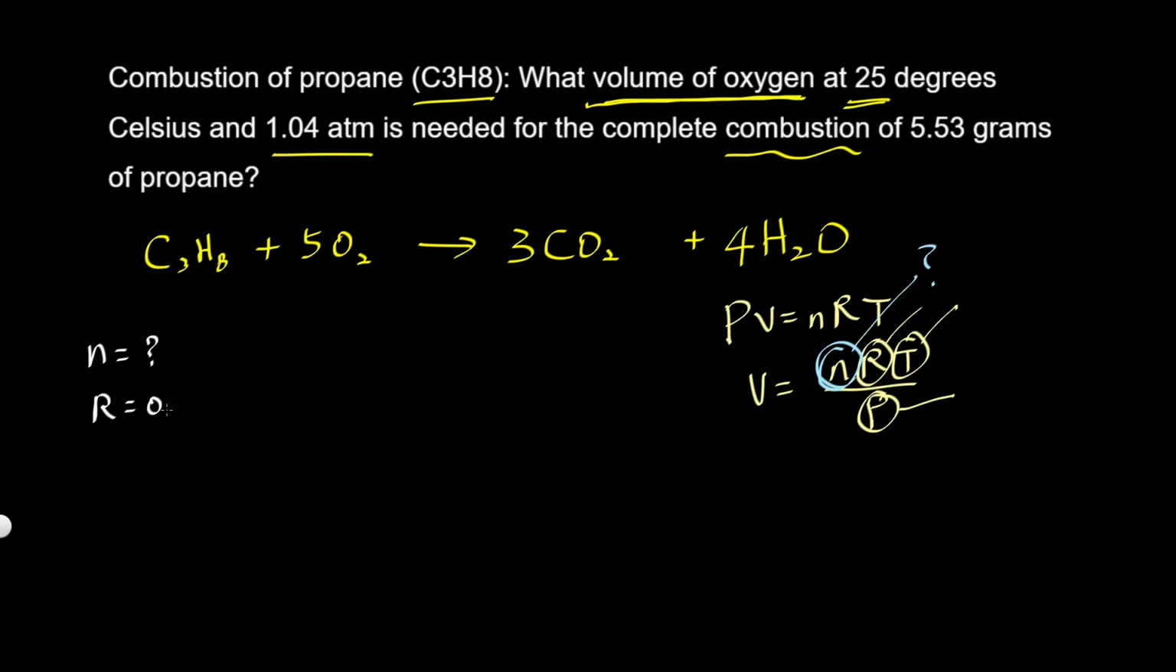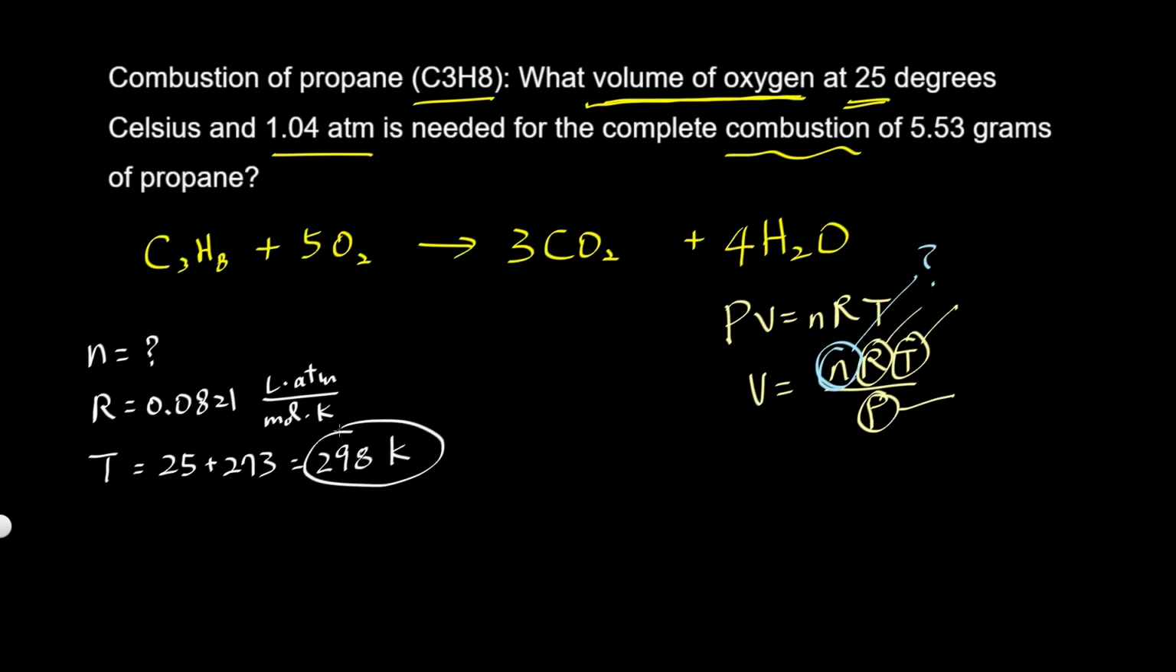R is the gas constant, 0.0821 liters atm over mole K. Temperature is given. It's at 25 degrees Celsius, but we need kelvins, so we need to add 273. That's going to be 298 kelvins. I'm not using decimals. P is in atm, so 1.04. So all these are given, and this is what we need to find. Volume is the ultimate unknown. But n, we can find it.